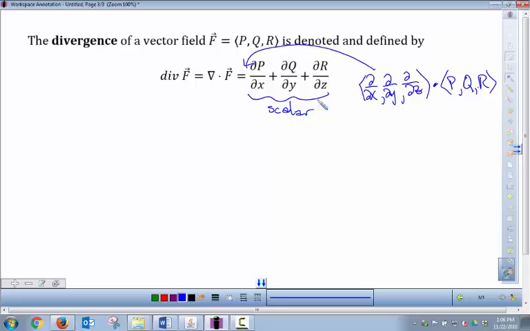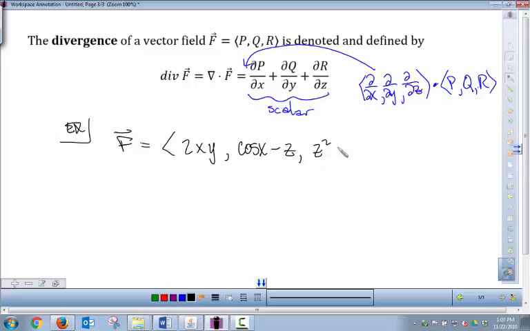Can you do an example? This is really simple, right? Right. I need a vector field. Let's see. I don't know. 2xy, comma, cosine x minus z, comma, z squared plus yz. I don't know, just making it up.